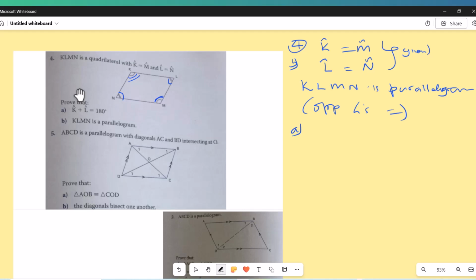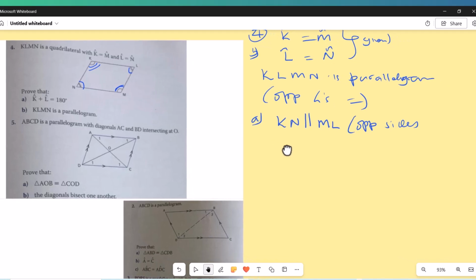They say prove that K plus L equals 180. So I'm going to say that KN is parallel to what now? To ML. Why? Because these are opposite sides of a parallelogram. These are opposite sides of what? Of a parallelogram, okay? Opposite sides of a parallelogram.